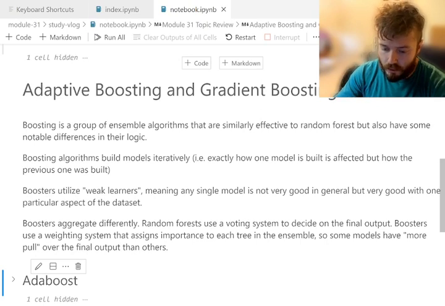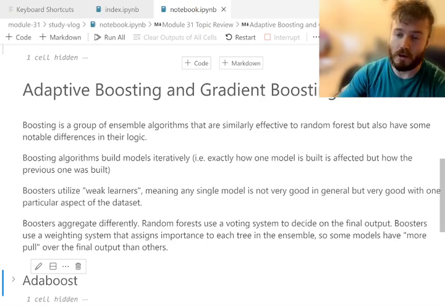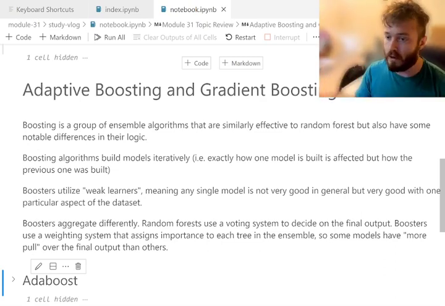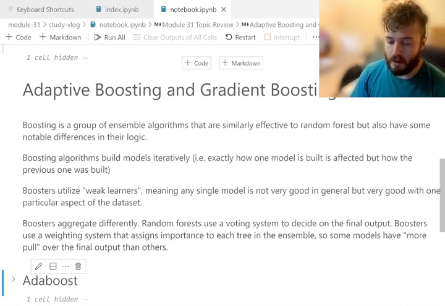So boosters aggregate differently. Random forests use a voting system where you basically take the mode. You would have 10 different trees, and they'd all give you some prediction, and you would take the mode of that set of predictions, right? So the most common value that's predicted, or whichever the majority rules, with random forests.